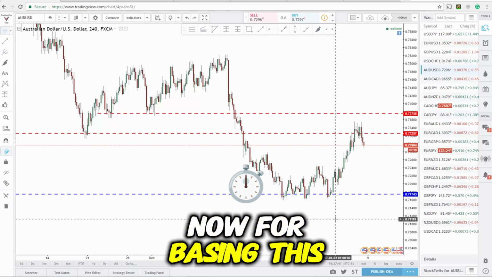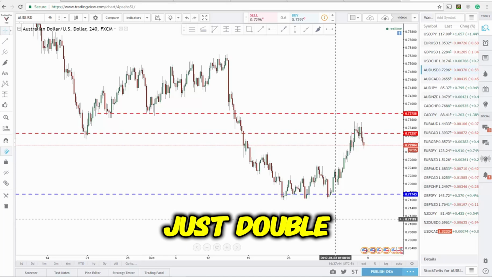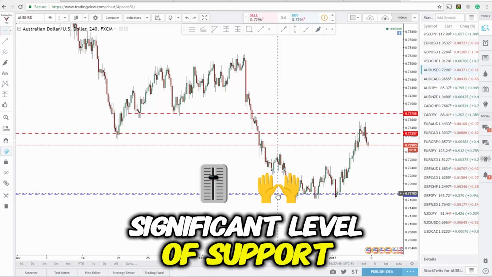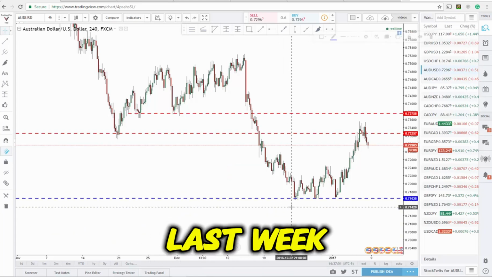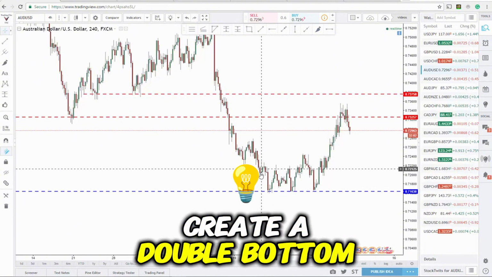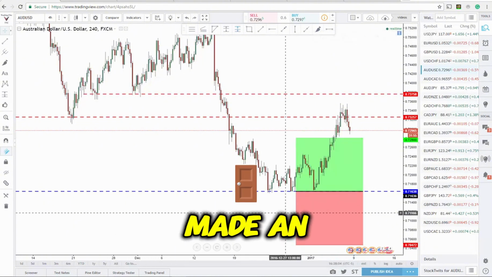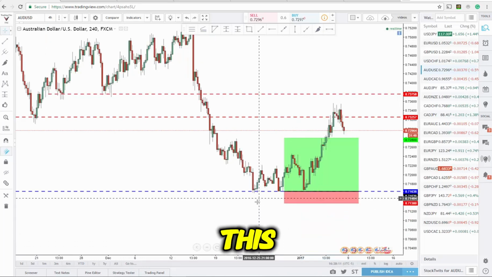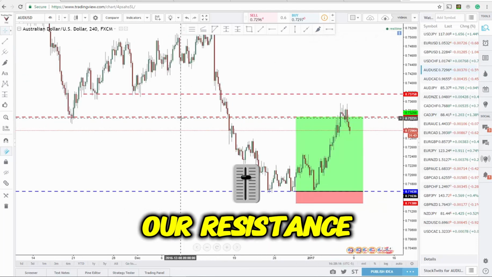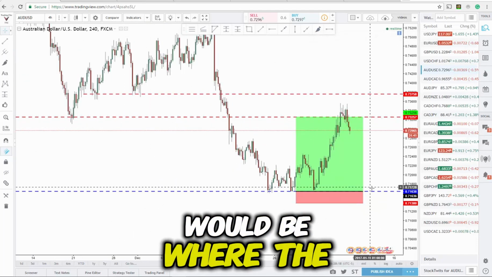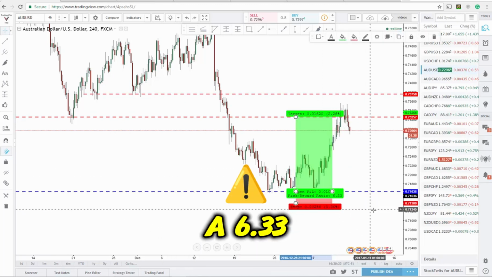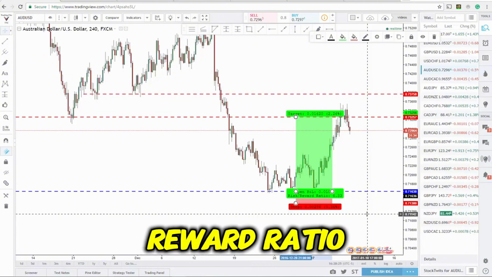Now, if we're basing this entry reason on what I just said, just double tops and double bottoms, as you can see, once the market came down to that significant level of support that we pointed out on the daily chart last week in Structure-Based Trading Episode 1, we did in fact create a double bottom at that area and could have easily made an entry that looks something like this. We'll go with 20 pips below our swing low for a stop loss. And as you can see, our resistance level that we were looking at last week would be where the targets should be taken off. And that gives you a 6.33 risk to reward ratio.